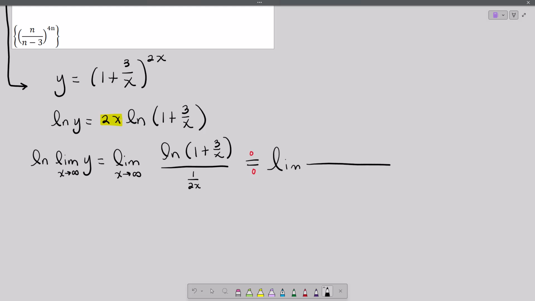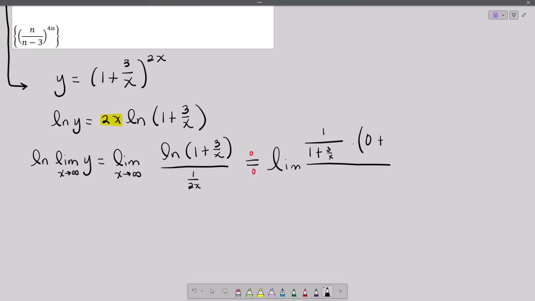Derivative of top, it's a log. The derivative of log is 1 over the inside. So derivative of any log, 1 over the inside, multiplied by the derivative of the inside. The derivative of the inside, derivative of 0 is 1. Actually, I said that backwards. The derivative of 1 is 0.